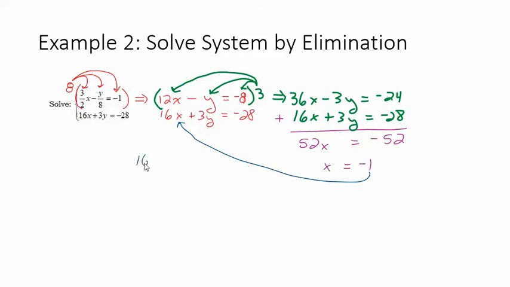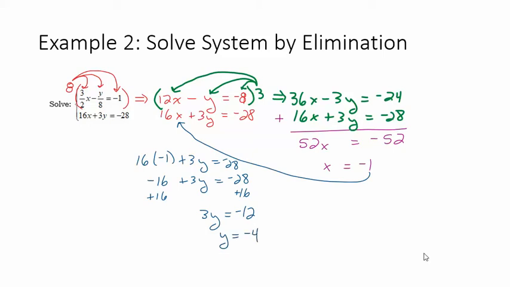All right, so 16 times negative 1 plus 3 times y equals negative 28. So that's negative 16, which means we're going to have to add 16 to both sides. So we get 3y equals negative 12, divide by 3, and we get y is negative 4. All right, so our answer we could write as an ordered pair like that. And you could check both of those, and those should work.